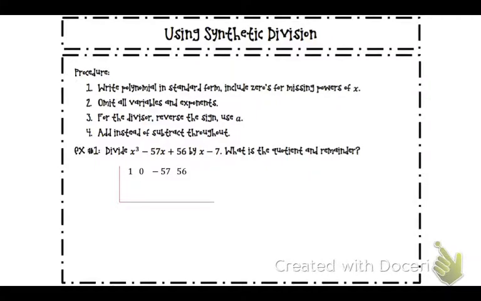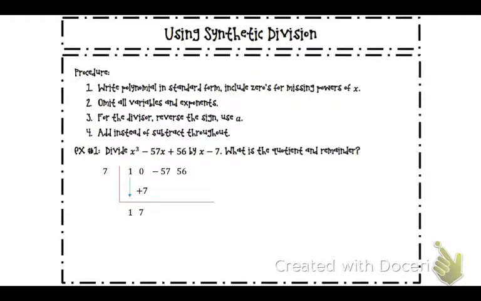Okay, then on the outside, it's the opposite of this. So that's a negative 7, which means we're gonna have a positive 7 on the outside. Okay, and first, we just bring down that 1. And then you do 1 times 7 is 7. And then we're going to add those. 0 plus 7 is 7.